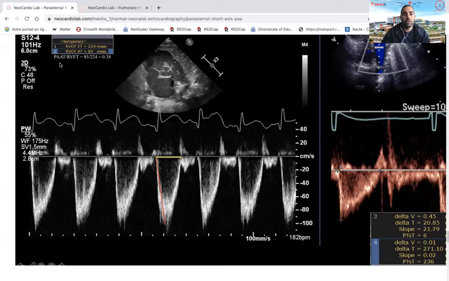And so here you can see that for the PAT on RV ejection time, the PAT is 85 milliseconds. So this is the time here. And the ejection time is 224 milliseconds. And so the ratio gives you 0.38.